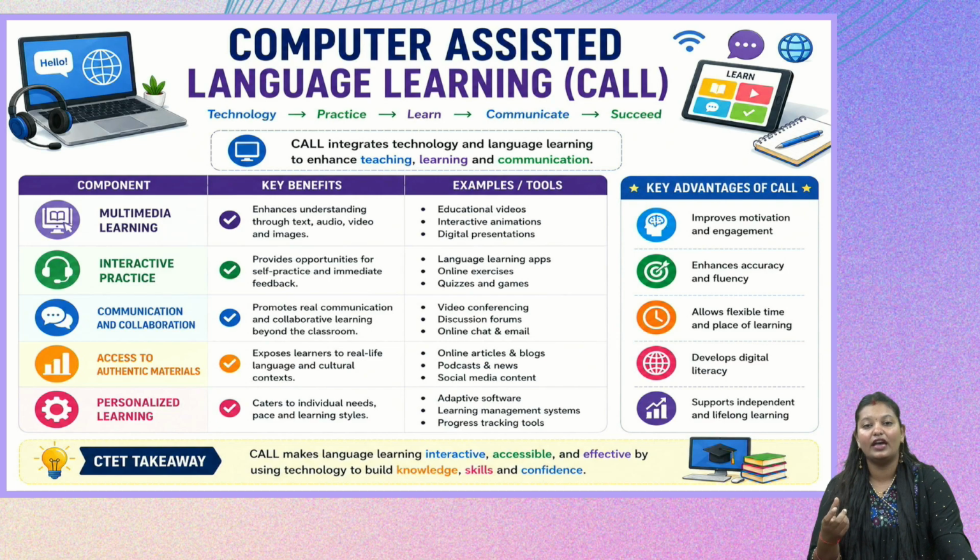And then we need to have access to authentic materials, so we will be able to identify some of the online learning articles which the students can refer to. And because of these authentic materials, the child will be able to learn better. This CAL also gives an opportunity for personalized learning. So these are some of the important things which we need to remember when it comes to CAL. And then it will also develop digital literacy because computers are being involved here. So CAL makes language learning interactive, accessible, and effective by using technology to build knowledge, skills, and confidence among our learners.